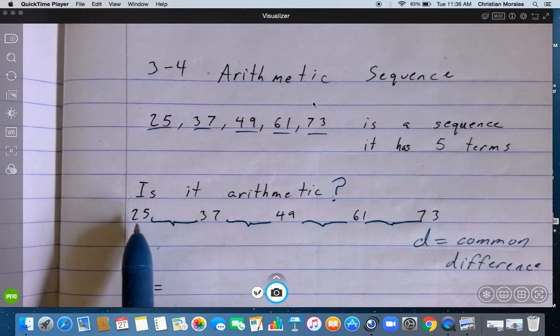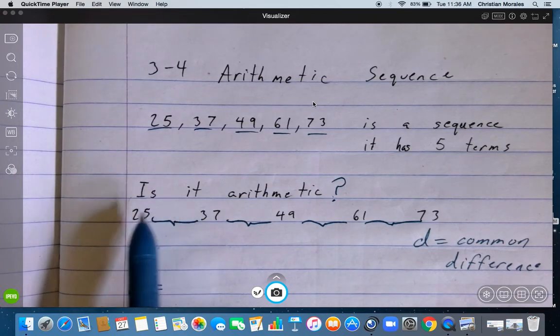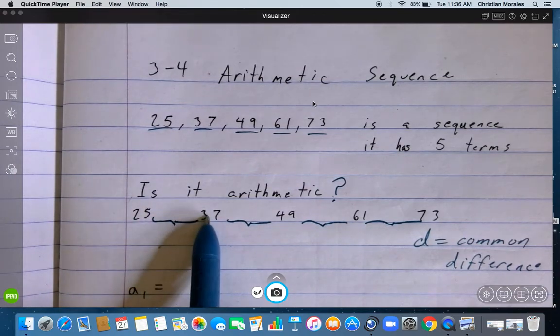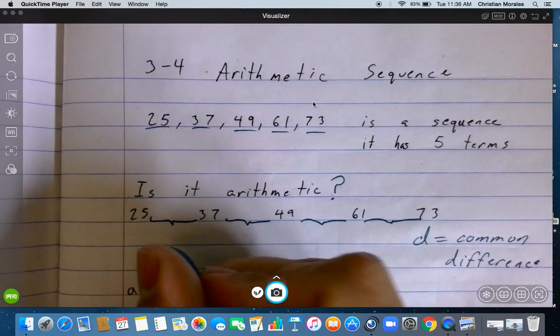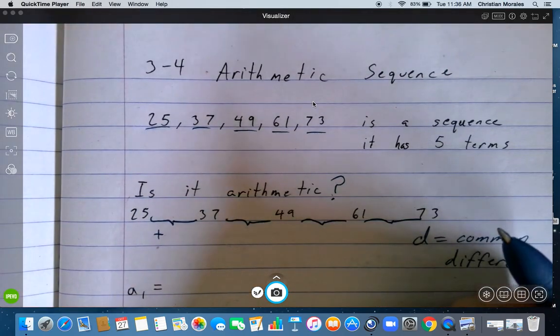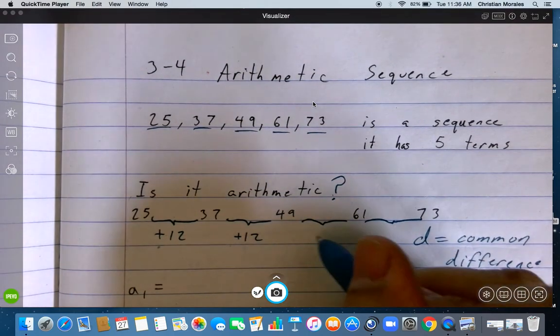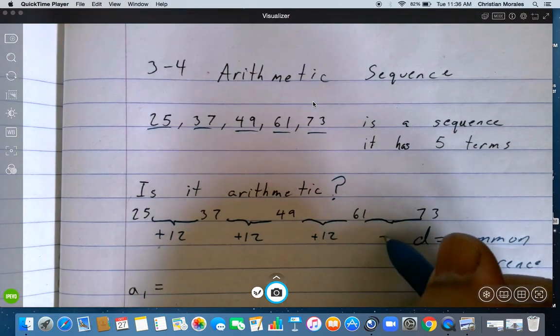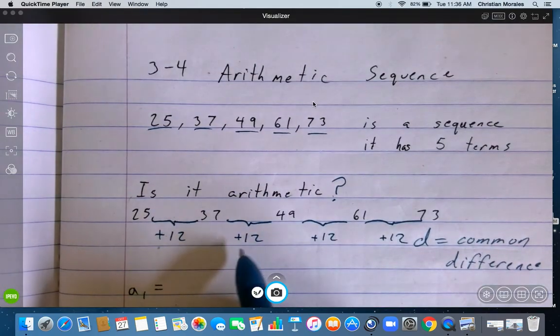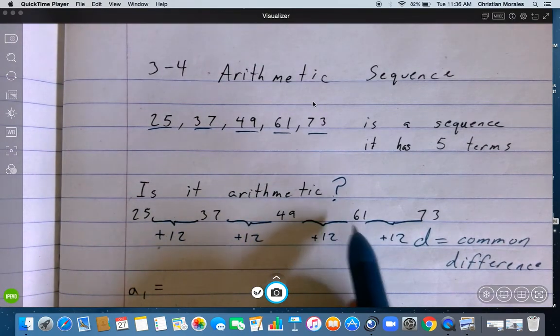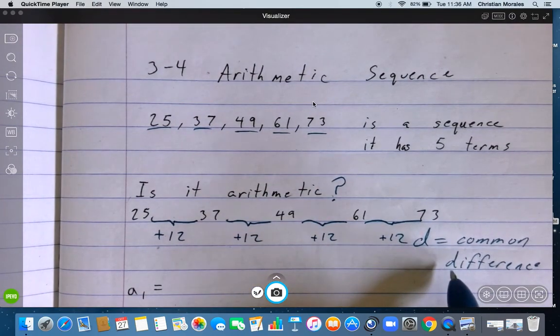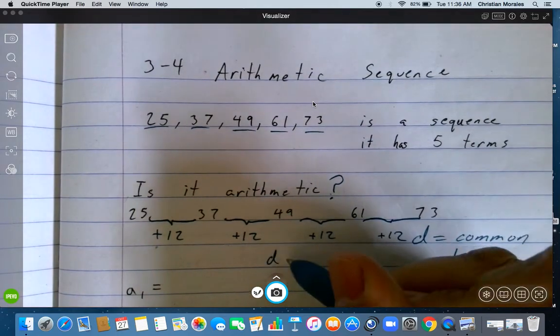How do I go from 25 to 37? How do I go from that number to this number? Well, it's increasing, so I'm going to add. What are you adding? 12. And then you would check, are all of these adding 12? Yes, yes, yes. So the common difference, D, is 12.